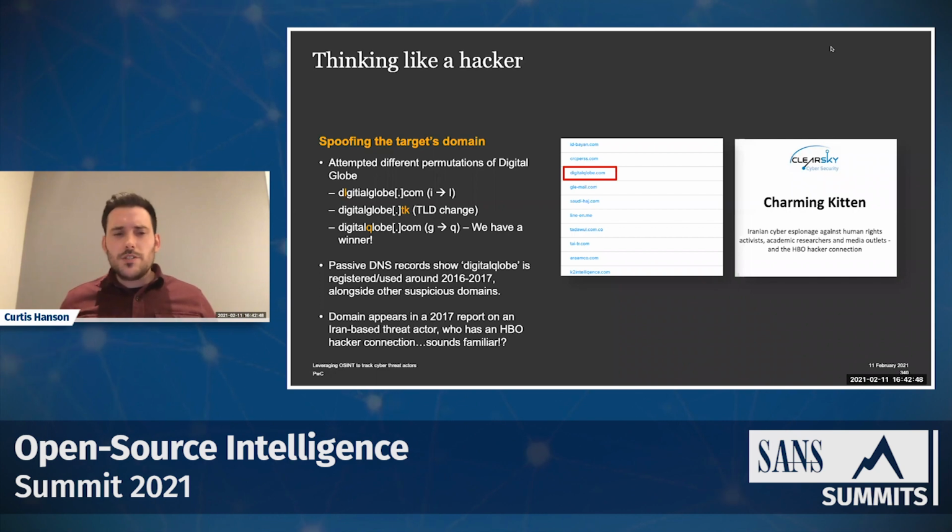I see that it's registered and active 2016 to 2017. This is the time frame the Daily Beast described the activity. So that's cool. And I wanted to push this along, right?